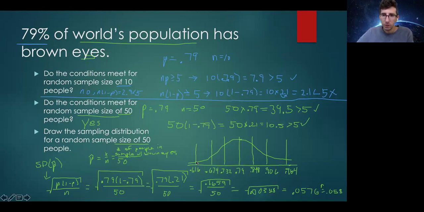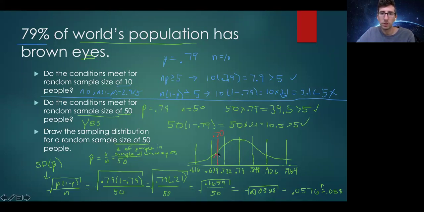And then we would be able to use this distribution to answer questions, such as what's the probability that a sample of 50 people would have a sample proportion less than 0.70? We could find 0.70, and we'll do this in the next video. Some actual examples, 0.70.